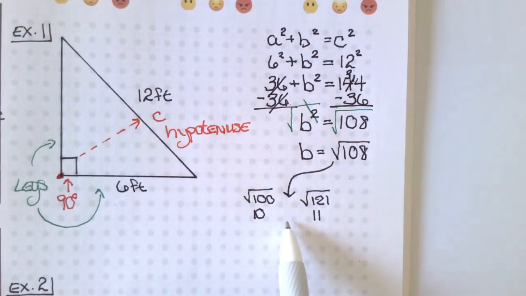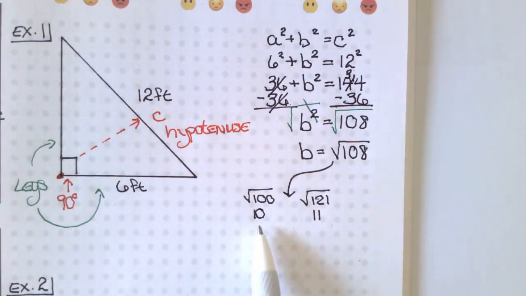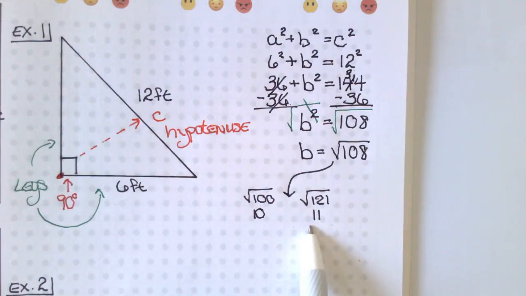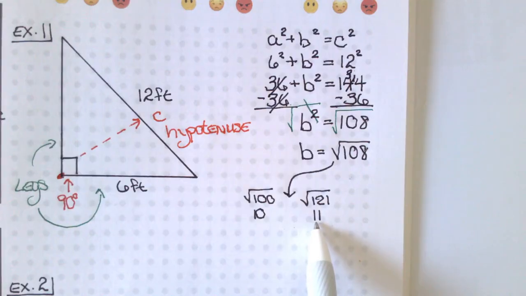So if they show you decimals, which will be crazy because some of these exams you cannot use a calculator, this is one thing you can do to estimate. You know it's going to be more than 10, but less than 11. All right? So if they do give you decimals, you know it's going to be between 10 and 11.